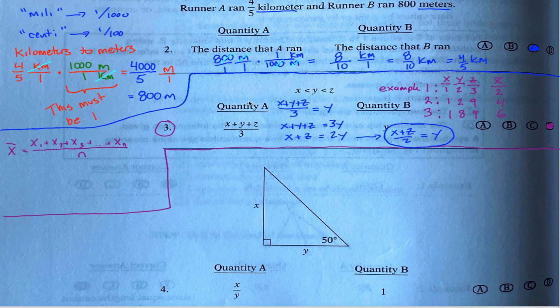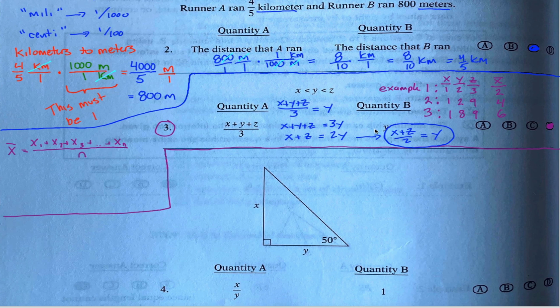The only way that quantity A is going to be the same as quantity B, which is what we started out by assuming here, is if the average of the smallest number and the largest number is equal to the middle number. That's what we saw in example 1 here. The average of 1 and 3 is 2. If the average of the smallest and the greatest number is equal to the middle number, then quantity A will be the exact same as quantity B.